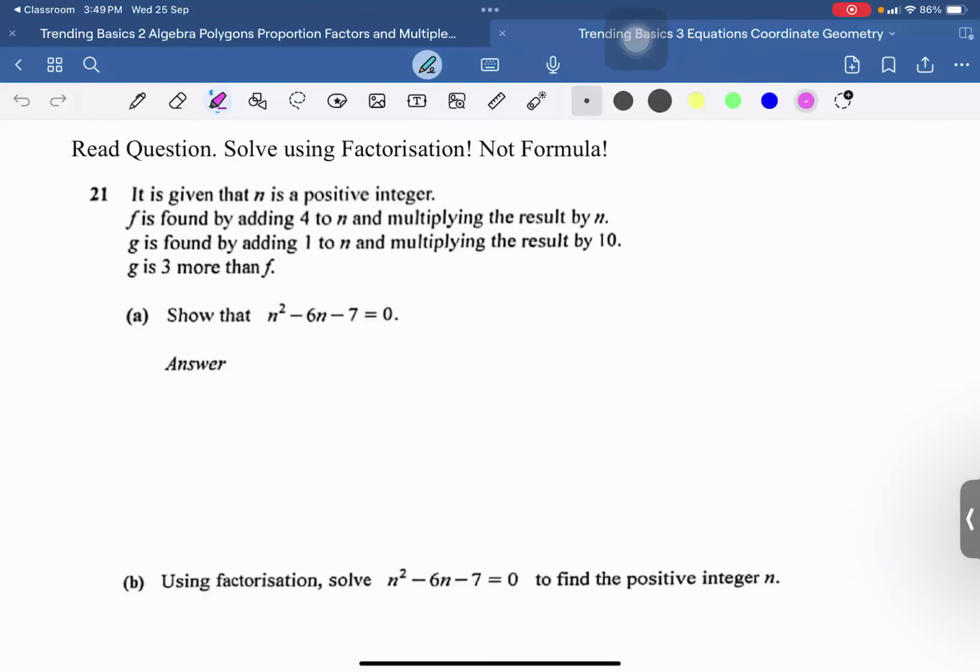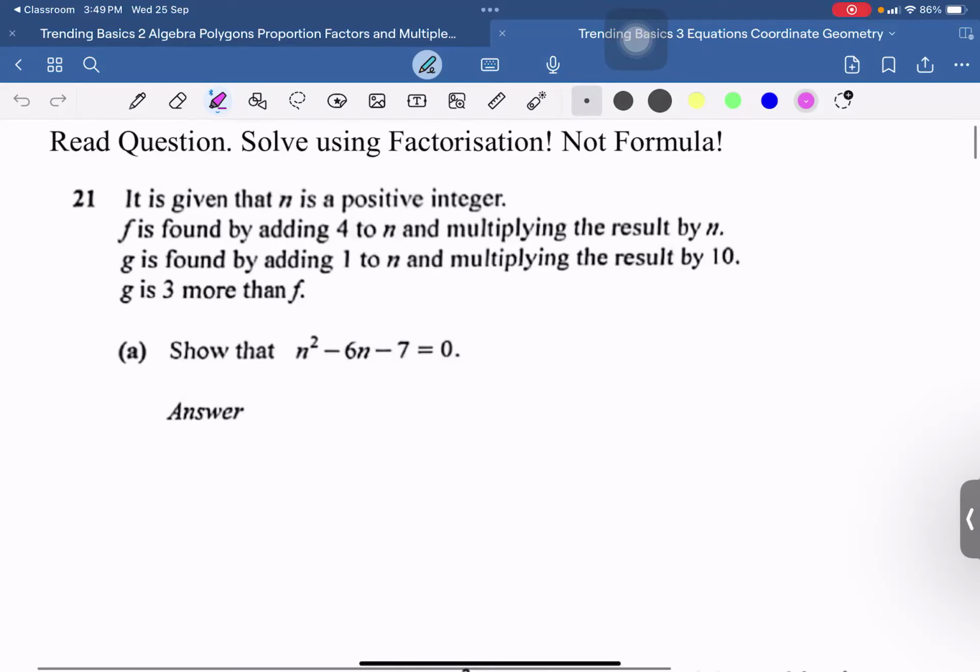Given that n is a positive integer, F is found by adding 4 to n. Anyone can tell me what this is? Adding 4 to n. It's so simple. Adding 4 to n is 4 plus n. Correct. And multiplying the result by n means I need to multiply this whole thing by n.